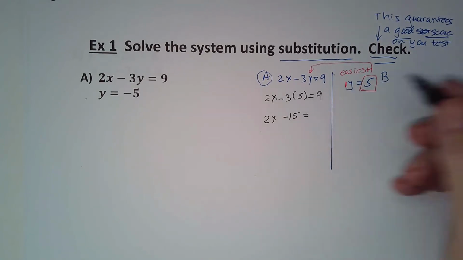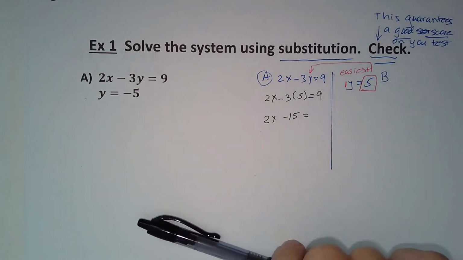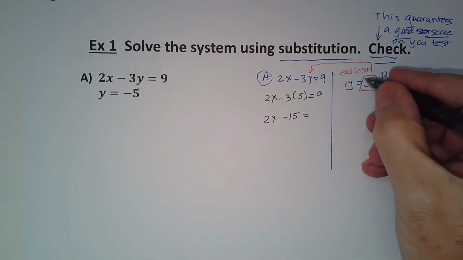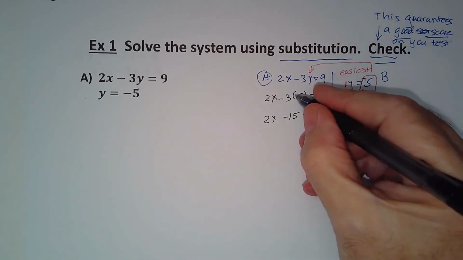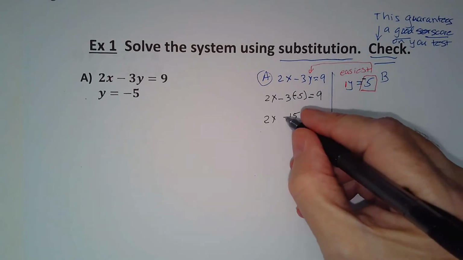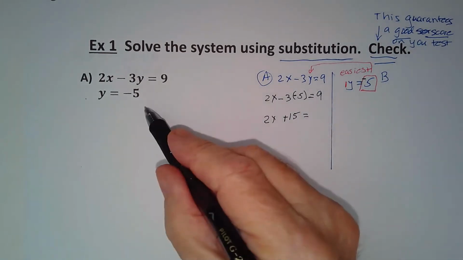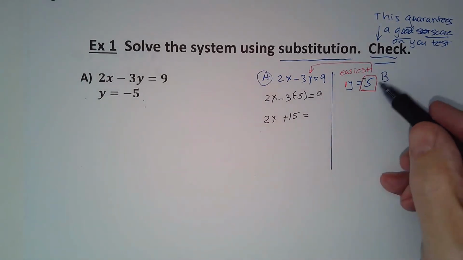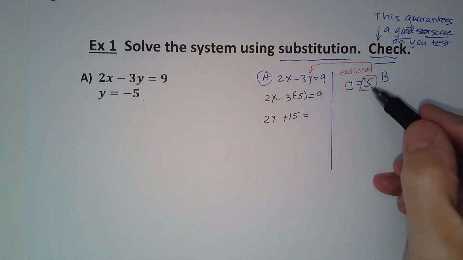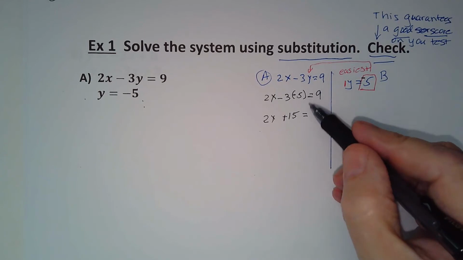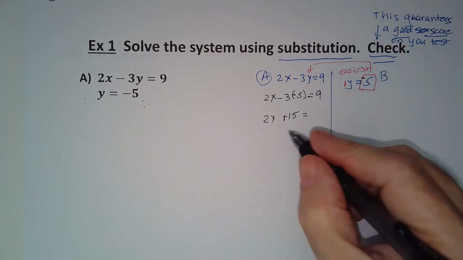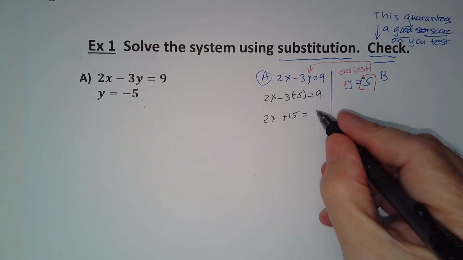And let's see, oh, this was negative 5. Y equals negative 5. So let's just correct that. This is negative 5. That means this becomes positive 5. So y equals negative 5 is what y equals. I wrote that incorrectly, so I've corrected that, and I've translated it down to here. So now we have 2x plus 15 equals 9.